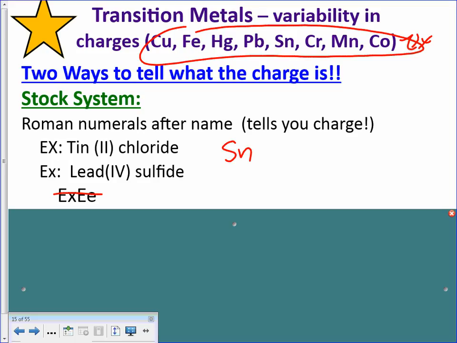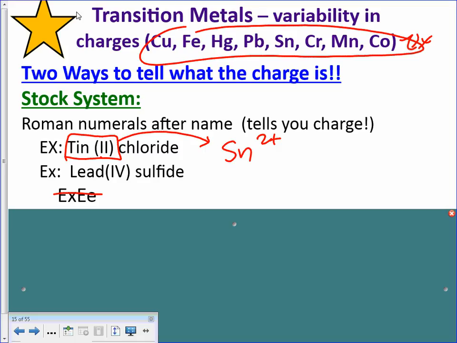Charge of tin. Says it in the name, people. Right there. Okay? So this right here, when I wrote 10, Roman numeral 2, that means 10 2+. Here's a good example to include there. And then I'll finish it up here.